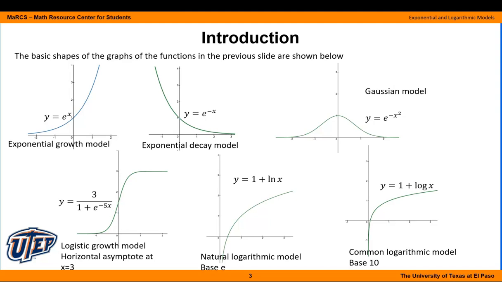The logistic growth model has an S-shaped curve. Growth begins slowly, speeds up, and then eventually levels off at a horizontal asymptote. Finally, we see the natural logarithmic and common logarithmic models. Both increase quickly at first and then continue growing more slowly as x becomes larger. Understanding these shapes is important because many real-world situations can often be identified simply by recognizing the graph.